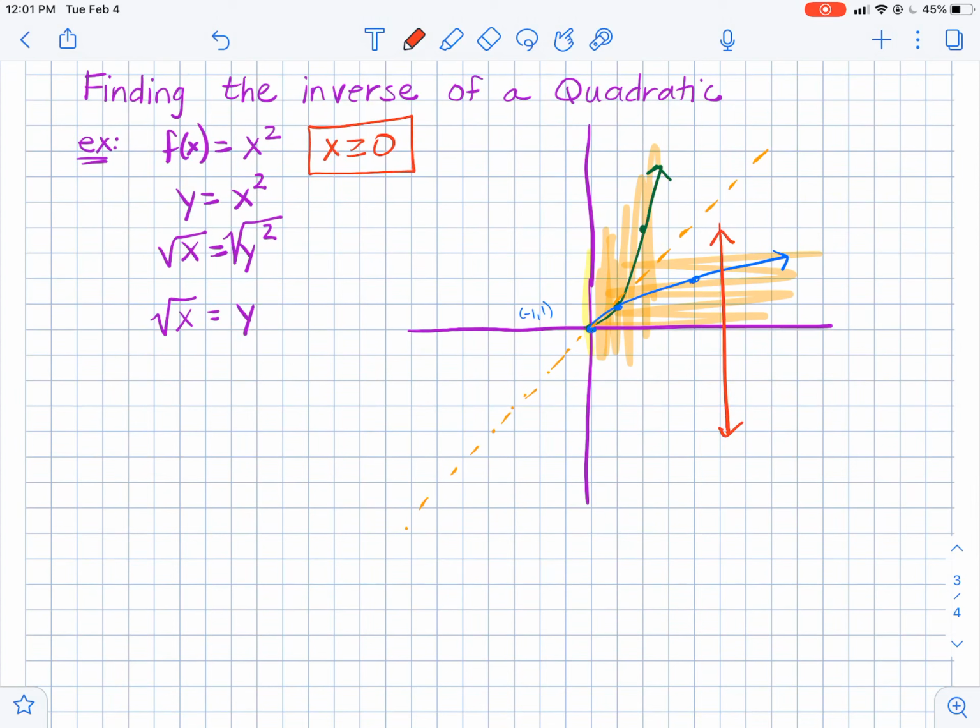Okay? Now, how do I know where my domain restriction is? It is going to be the x value of your vertex. Okay? The x value of your vertex.